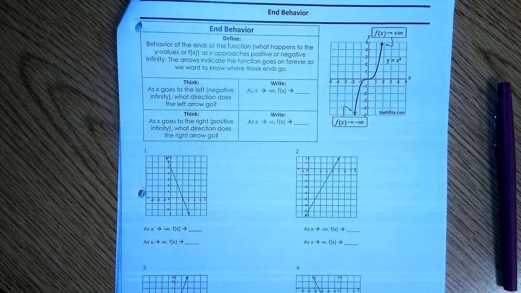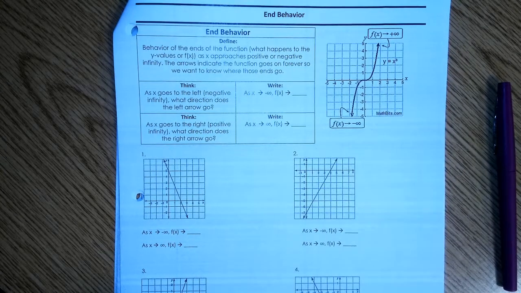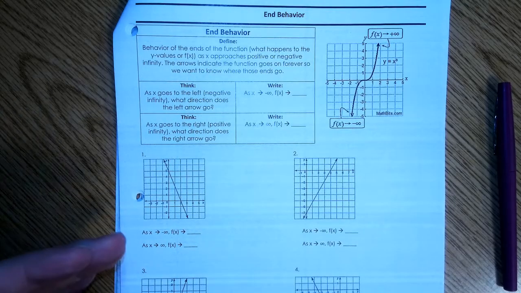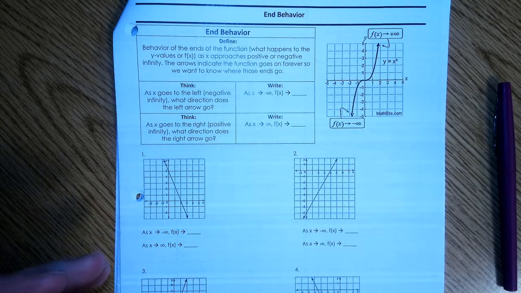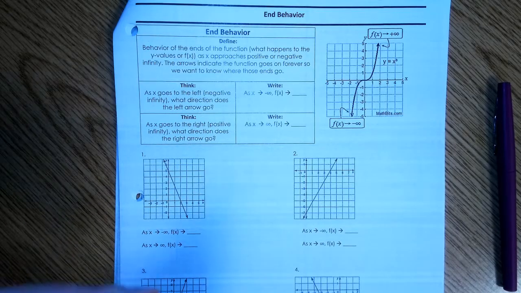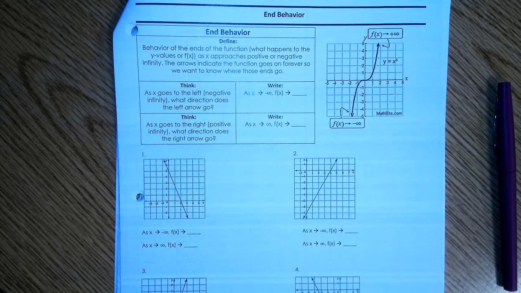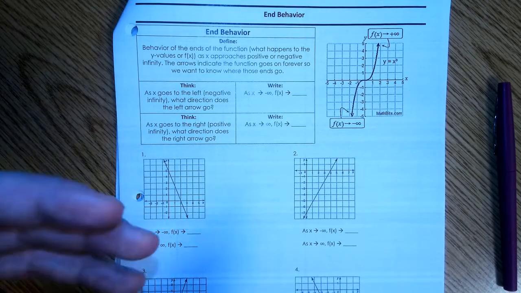Yeah, end behavior is probably the trickiest of all of them to understand. But essentially, let's think about what it says. End behavior. What we want to know is what's going on at the end of the graph. That's what it means. End behavior: what's going on at the end of the graph?